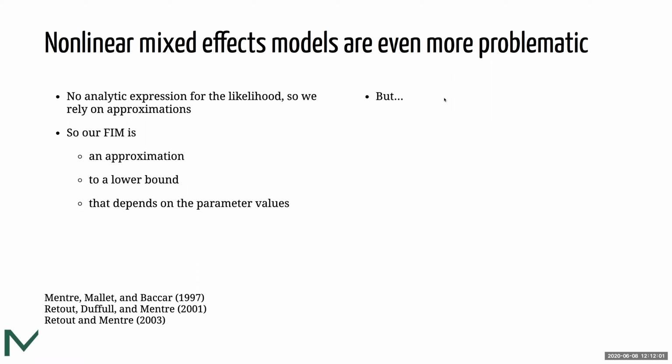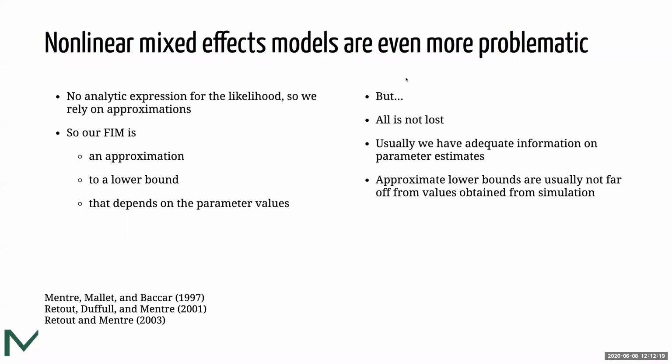It doesn't sound great, but all is not lost, because usually we have adequate information on parameter estimates. Usually we have clinical prior experience, or we might even be extrapolating from animal data or somewhere else if it's never been studied in humans before. And these approximate lower bounds are actually usually good enough. In practice, when you run simulations to check the design, we find that they're not far off. That's not always the case, and there's more on that to come.